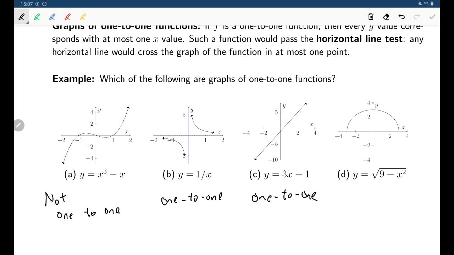But this little half circle here, y equals positive root of 9 minus x squared, horizontal lines cross through this in more than one place, so this is something where it fails the horizontal line test, or in other words, it's not one-to-one.